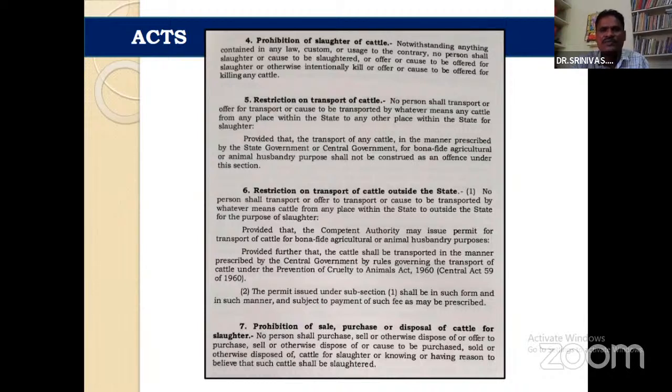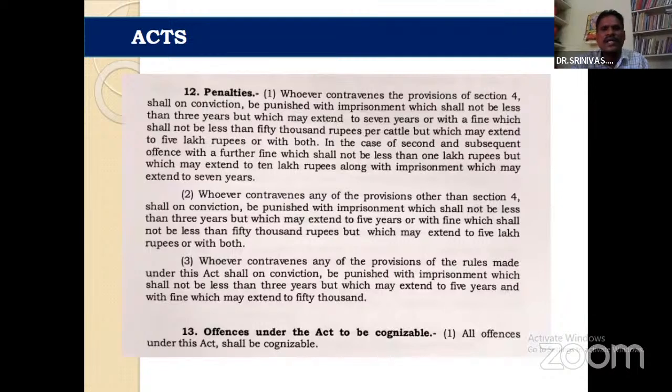So mainly these are the acts: prohibition of slaughter of cattle, and restriction on transport of cattle, including outside the state. You can go through those things. In these acts, some penalties are there. A person will face a penalty of around 50,000 up to 5 lakhs, and rigorous imprisonment from 3 years to 5 years. So you can see the penalties also. These are the stringent actions regarding the cows.